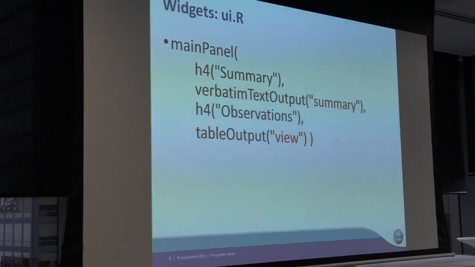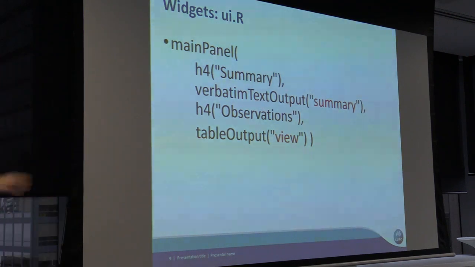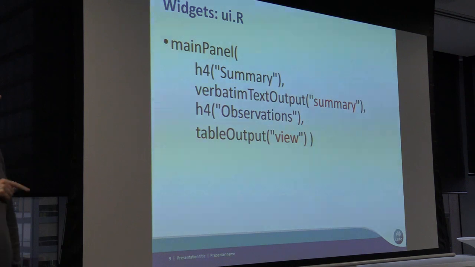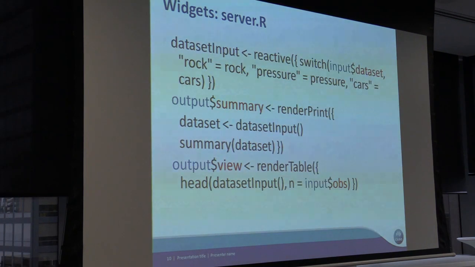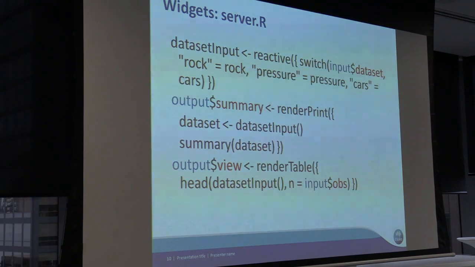So the idea of the server.r file is that when you specify the body of that function, which has input and output as the arguments, you need to define your outputs. So we're going to need to define output$summary, and we need to define output$view. So that's the code for server.r, but it has to be put within the body of that function.